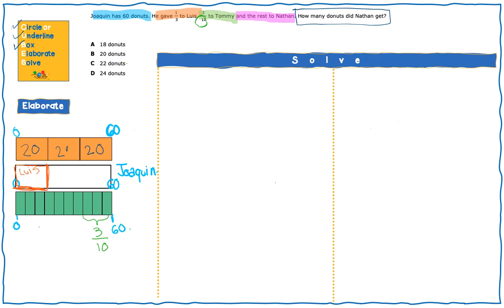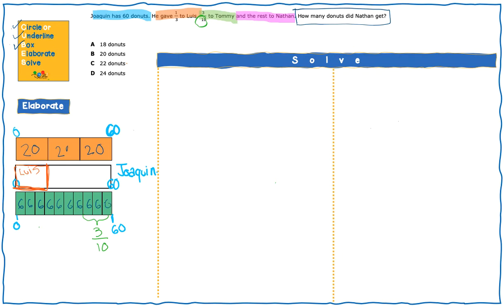Now let me ask you again, if we know that Joaquin had from 0 to 60, right? The whole was 60. Let me ask you this, guys. How many are we going to have in each 10? So we're going to split 60 into 10 equal pieces. So right, we're going to have 6 in each. Awesome. Because 6 times 10 makes 60. You see, guys?